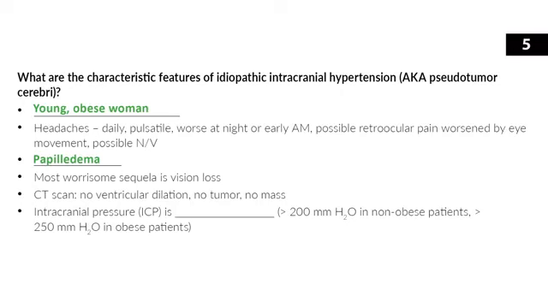And when you do a lumbar puncture, the intracranial pressure is elevated. That's the hallmark of idiopathic intracranial hypertension, elevated ICP. In a non-obese patient, the CSF pressure should normally be less than 200 millimeters of water, and anything higher than that would suggest idiopathic intracranial hypertension. But in an obese patient, obesity raises the intracranial pressure a little bit, so the normal baseline is a little higher in obese patients. So the cutoff becomes 250.